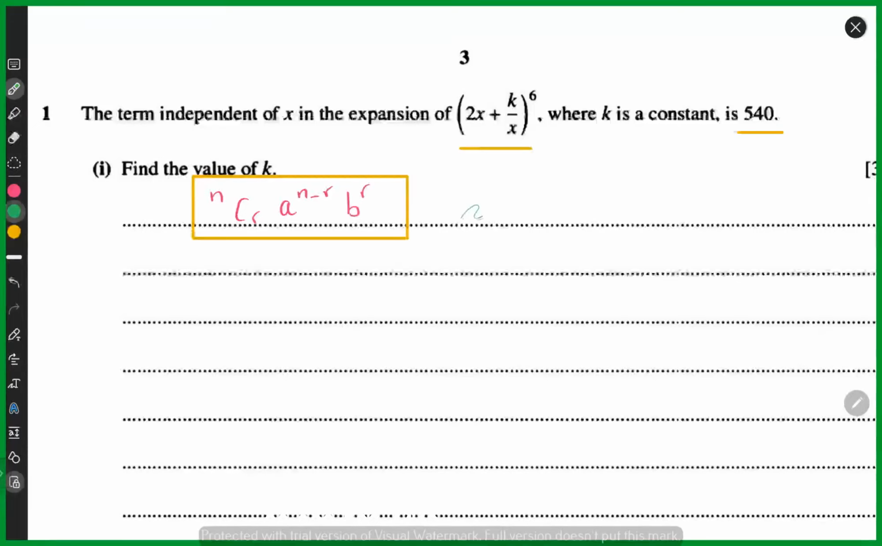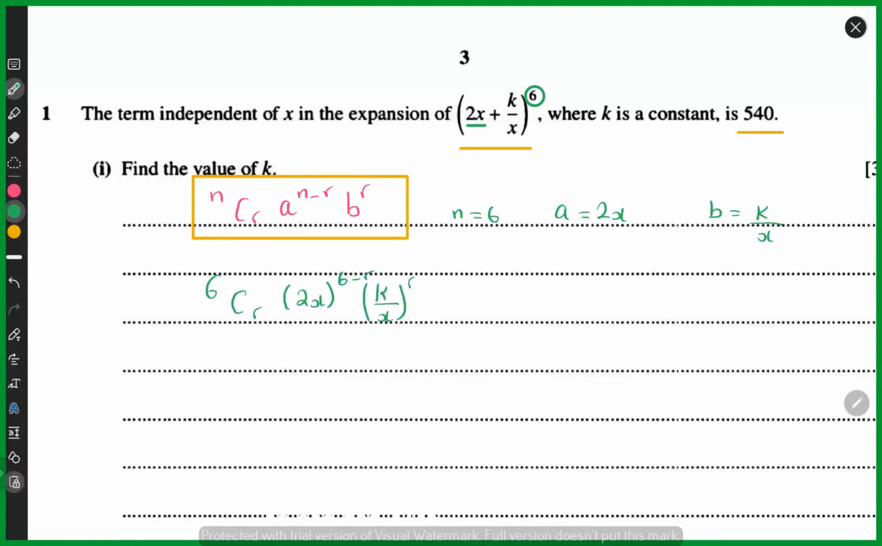Okay, what do I know? n is equal to 6. n is this power. a is the first thing that is written inside brackets, that is 2x, and b is k by x. What is r? This is why I'm using this formula. I need to find r. Okay, so 6 c r, a is 2x power 6 minus r, then b is k by x power r.